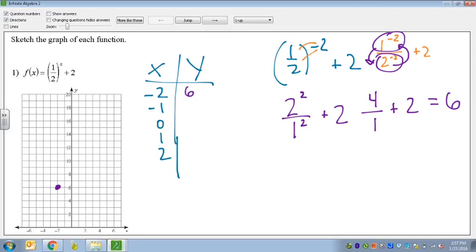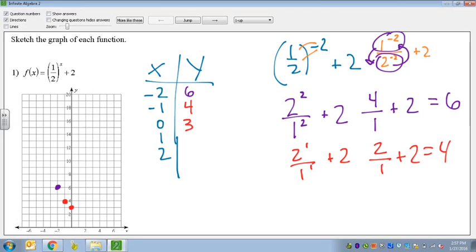All right, so -1. Again, same process. When we have negative exponents, we do the flip, and so what we're going to have is 2 to the first over 1 to the first, plus 2. Again, 2 to the first is 2, 1 to the first is 1, and 2 plus 2 equals 4. So I'll plug in 4 right there. So -1, 4. Okay. Then if we plug in 0, 1/2 to the 0th power, well, anything to the 0th power is 1. And then 1 plus 2 would give me 3, so 0 comma 3.